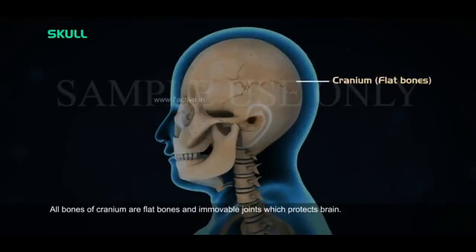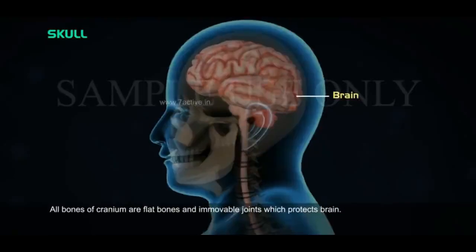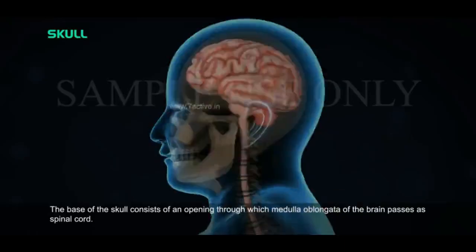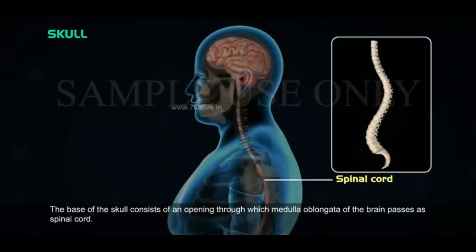All bones of the cranium are flat bones and immovable joints which protect the brain. The base of the skull consists of an opening through which the medulla oblongata of the brain passes into the spinal cord.